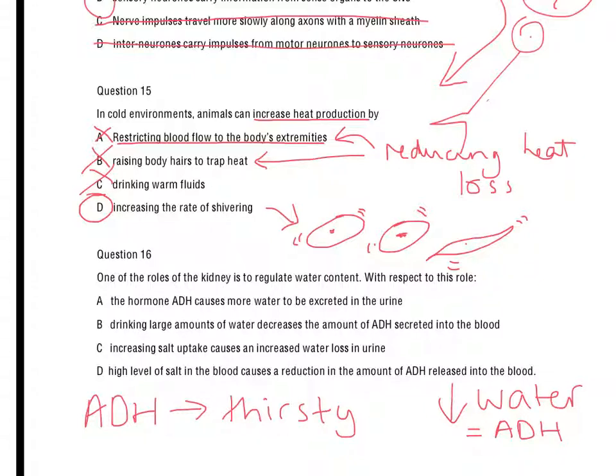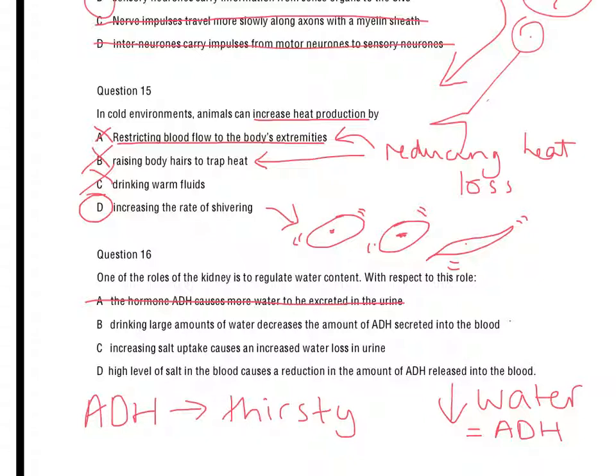Okay, so let's have a look. The hormone ADH causes more water to be excreted in the urine. That is incorrect. ADH causes more water to get reabsorbed. Drinking large amounts of water decreases the amount of ADH. Well, yes, that's true, because if you have large amounts of water, you're not going to be thirsty, you're not going to have your ADH released, because you want to try and get rid of that water. You don't want to keep it in the blood.